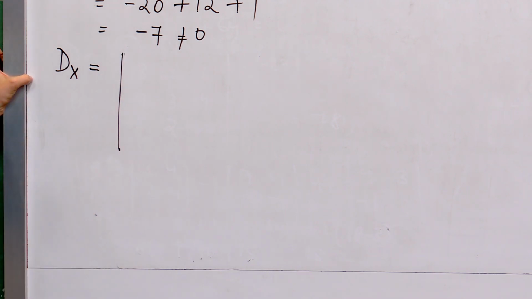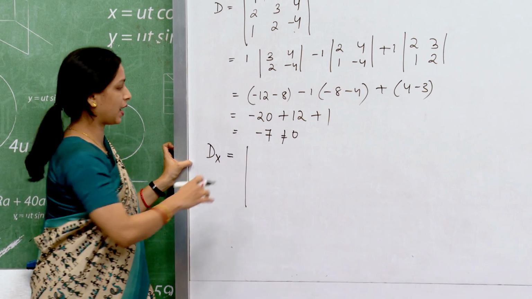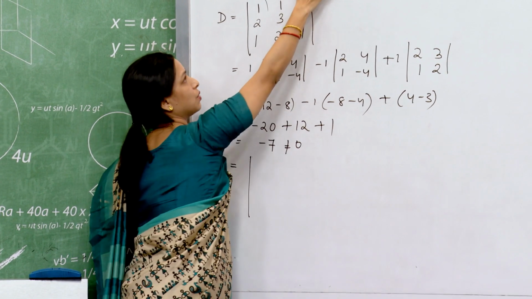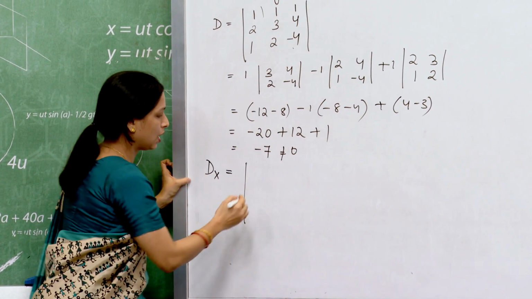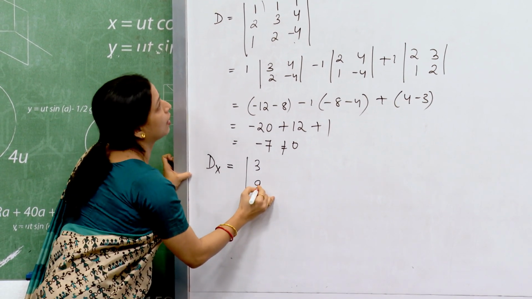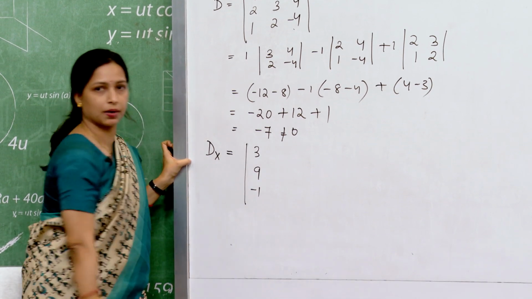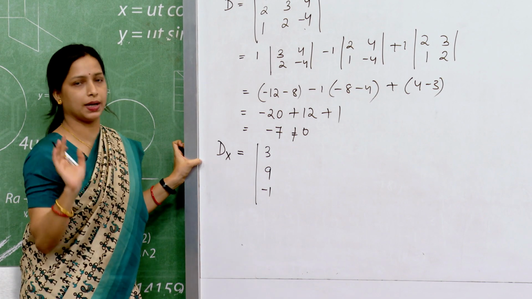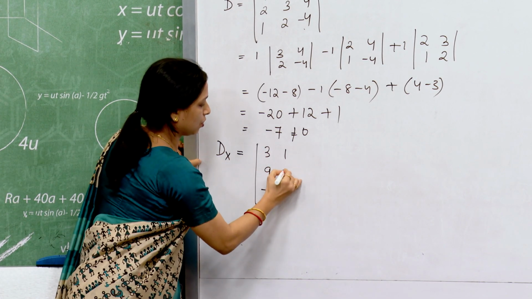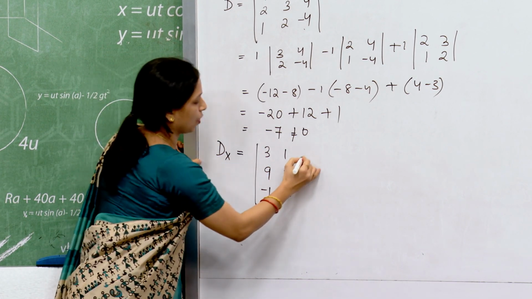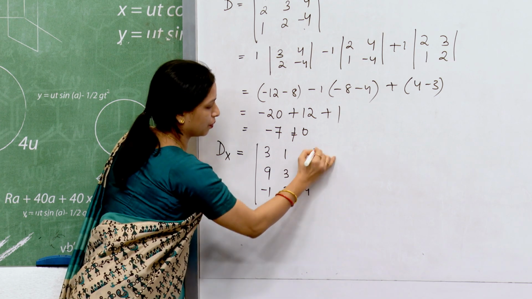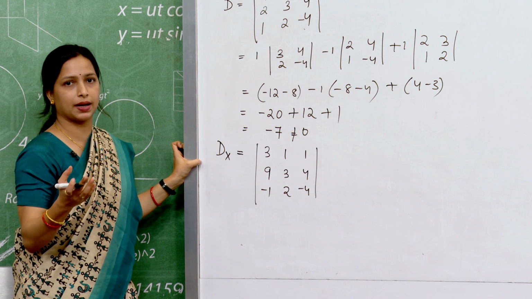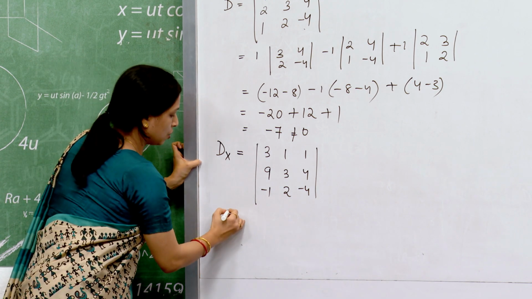In dx, like we did it in 2 variables, we have to substitute the x coefficient with the known values. The known values here are 3, 9 and minus 1. So, we write it here 3, 9 and minus 1, and then the y coefficient and z coefficient remain the same. So, here it is 1, 3 and 2, 1, 4 and minus 4. Now, we find the determinant by expanding it along the row 1.